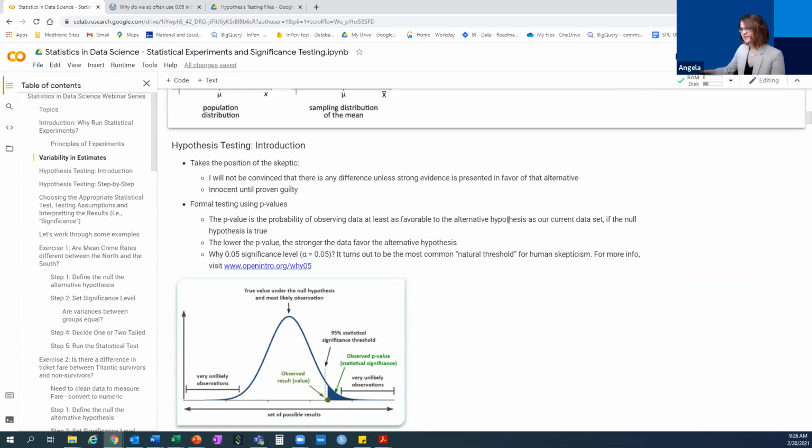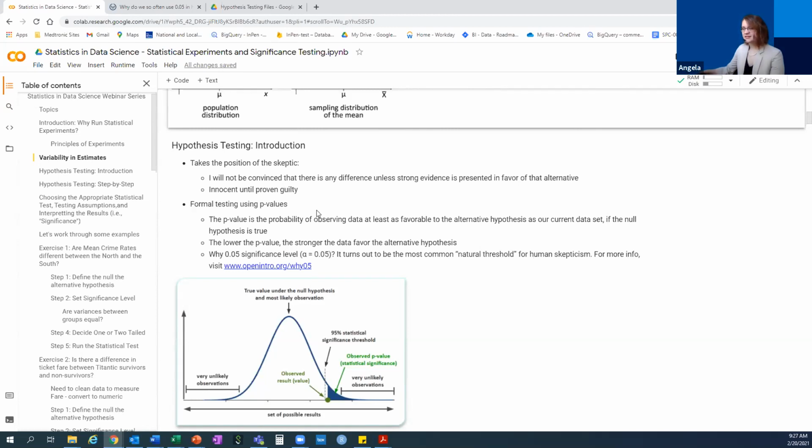Okay, so moving right into hypothesis testing. As an introduction to hypothesis testing, hypothesis testing takes the position of the skeptic. So the mindset for this is, I will not be convinced that there is any difference unless strong evidence is present in favor of that difference. It's kind of a concept of innocent until proven guilty.